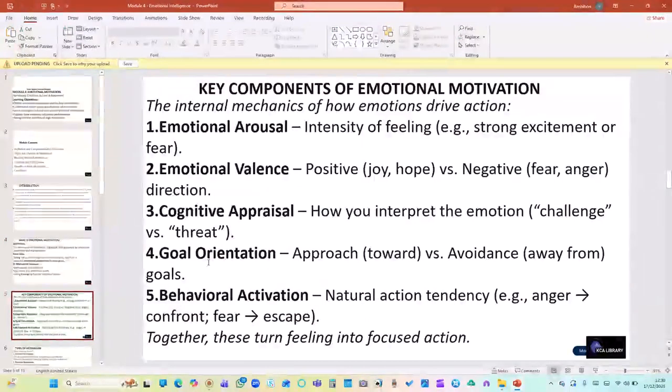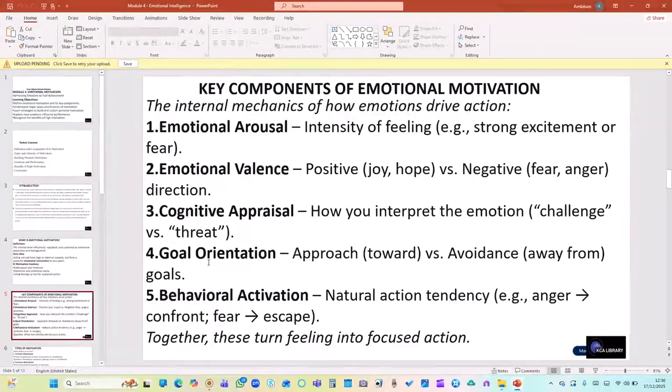The key components of emotional motivation include the internal mechanism of how emotion drives action. They are emotional arousal, that is the intensity of feelings, something that arises the emotion, such as strong excitement or fear. Then emotional valence, which could be positive, for example joy or hope, or negative, like fear or anger. That is emotional valence.